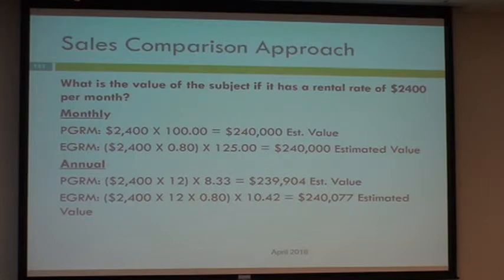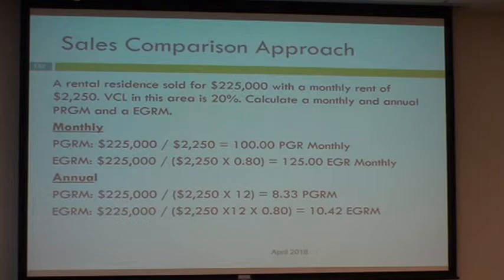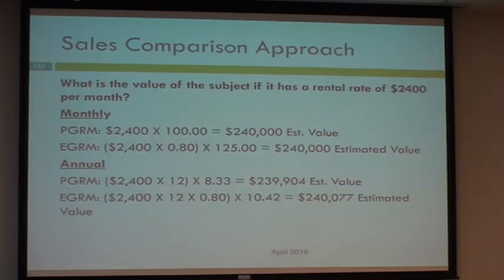Now we go to the annual route, taking our multipliers of 8.33 and 10.42. We take the 2,400 times 12 times the 8.33 is 239,904. It's really close to our 240. And we do the effective gross rent multiplier, 2,400 times 12 times 80% times the 10.42, it is 240,077.